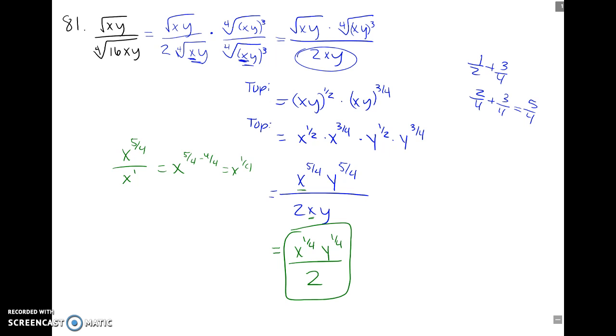So now that I've done all that, I look back and I probably could have done that from the very beginning. I could have made this x to the 1/2 times y to the 1/2 over x to the 1/4 times y to the 1/4, and then subtracted that, and that would have been a lot faster than working through rationalizing the denominator and then subtracting, but I guess that was good practice for both. So there it is.